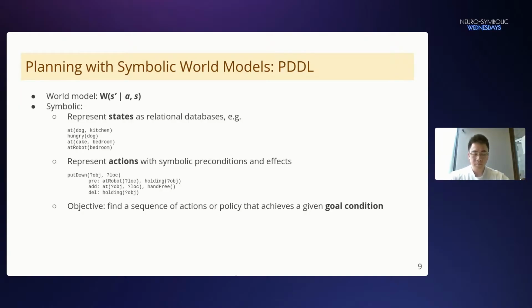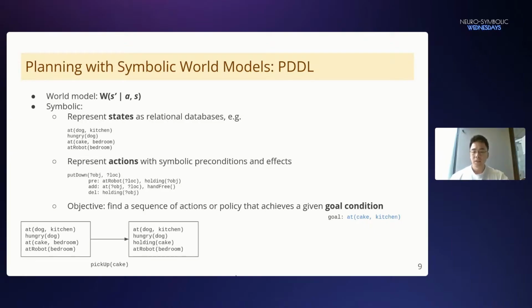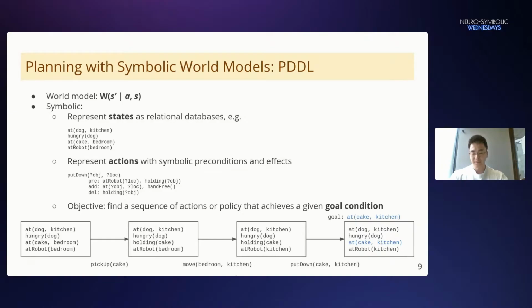and also deleting the fact that the robot is holding the object. Going back to the planning problem we defined earlier, the objective is to find a sequence of actions or policy that achieves a goal condition. For example, we may have your initial state given by the state above, and a goal condition consisting of the cake is at the kitchen proposition. So you may try to find a plan where you pick up the cake, move from the bedroom to the kitchen, and put down the cake at the kitchen. So, a very simple example.